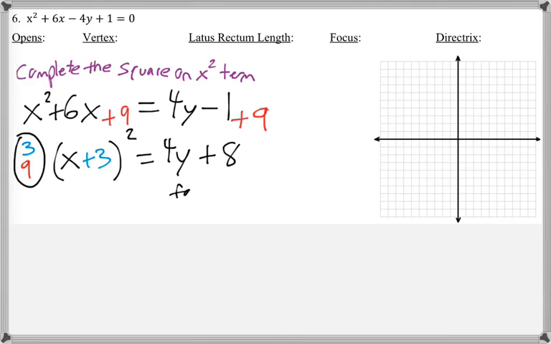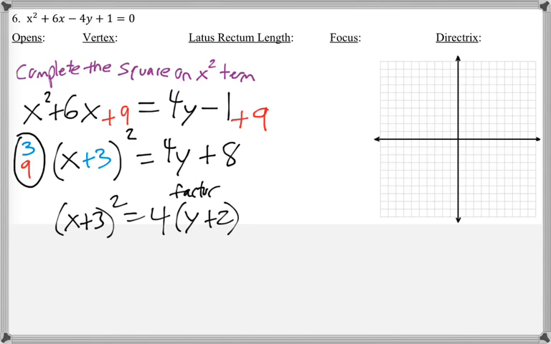And then I can factor the right-hand side. And it's going to be 4 times y plus 2. And now it's in the correct form. And I should be able to start reading my information. So x is the term that's squared, and 4a is positive. So because x is squared, I know it's going to either be up or down, and because 4a is positive, I know for sure it has to be up.